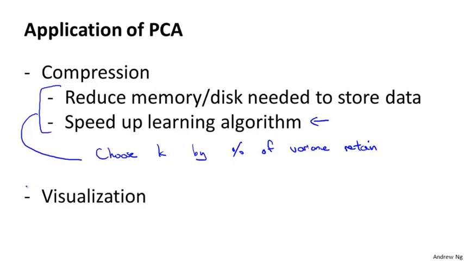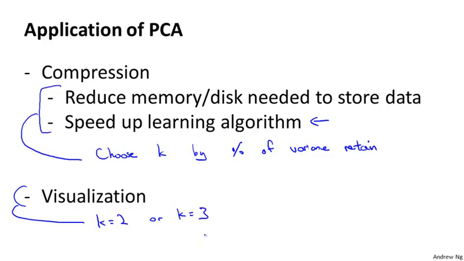Whereas for visualization applications, usually we know how to plot only 2-dimensional data or 3-dimensional data. And so for visualization applications, we would usually choose K equals 2 or K equals 3, because we can plot only 2D and 3D data sets. So that summarizes the main applications of PCA as well as how to choose the value of K for these different applications.